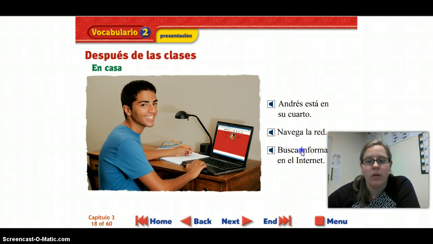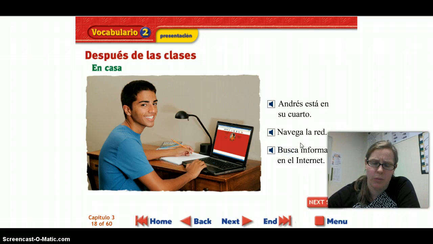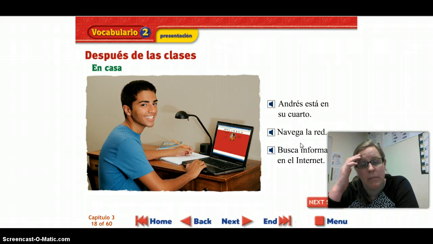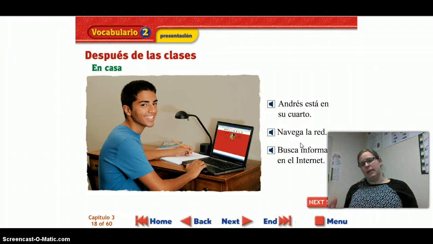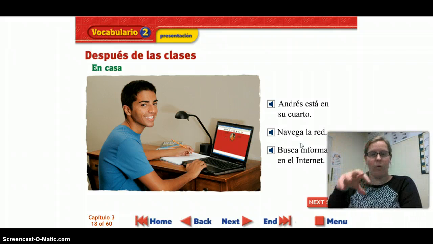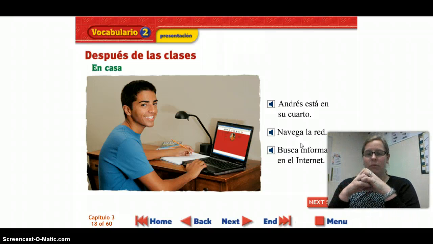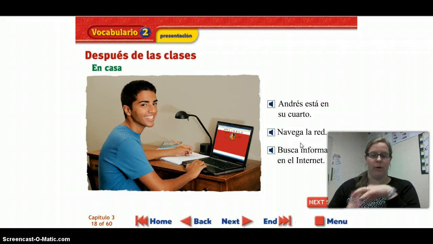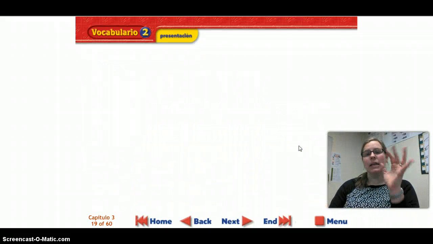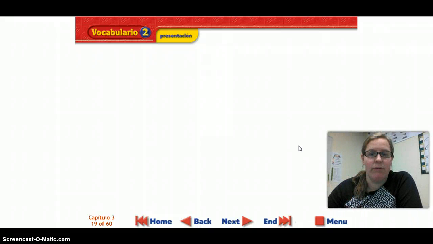Now, busca is kind of a tricky word because it means to look for. So we have a tendency when we use buscar to add for after it. We don't need it. It's all built into that verb. Buscar is to look for, okay? So we don't need to add anything after that. And that's the end of most of our vocab from this unit.